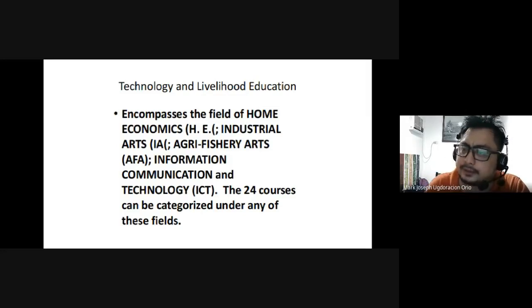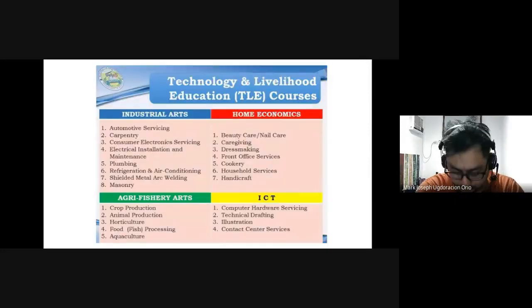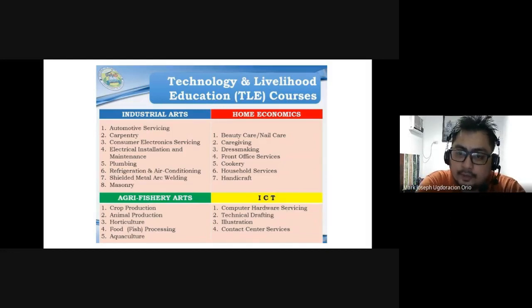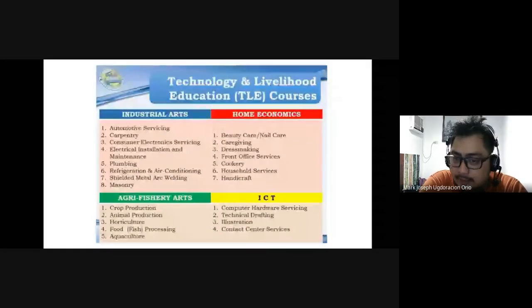So what are these 24 courses? Under the industrial arts component, we have automotive servicing, carpentry, consumer electronics servicing, electrical installation and maintenance, plumbing. We also have refrigeration and air conditioning, SMAW, shielded metal arc welding, and lastly, masonry.